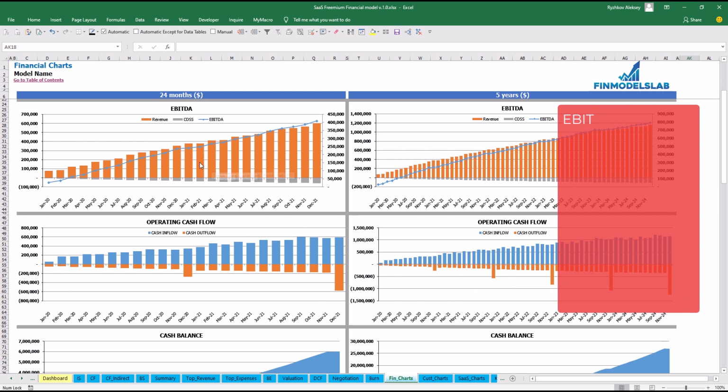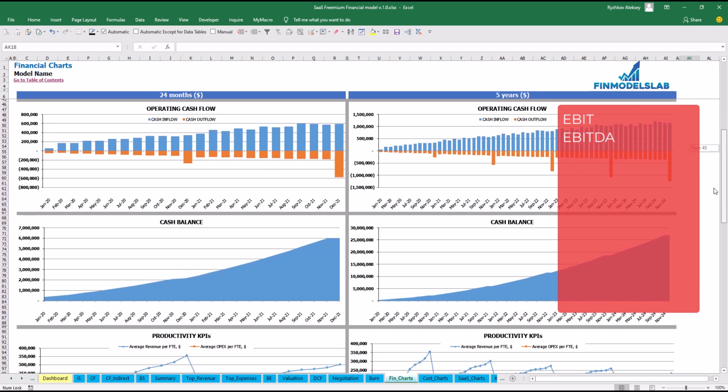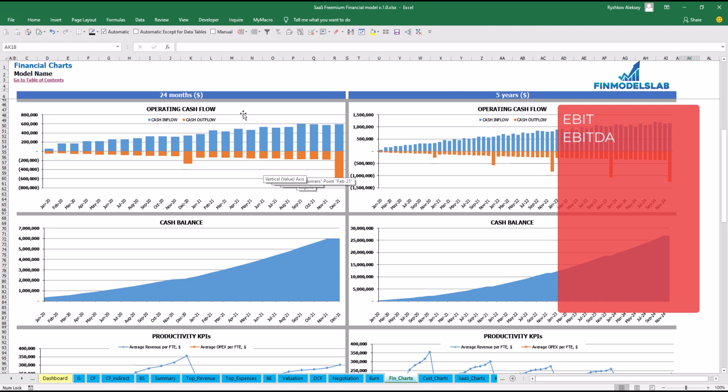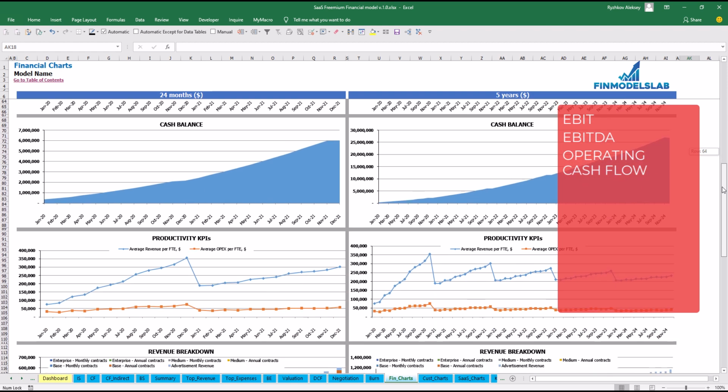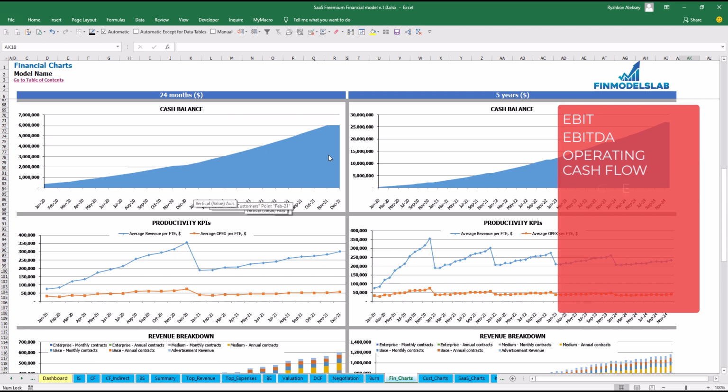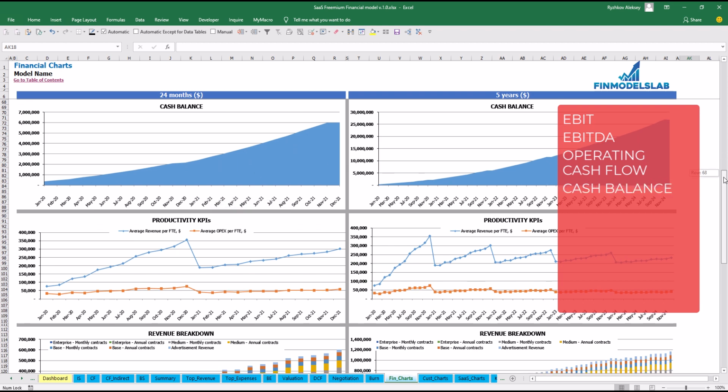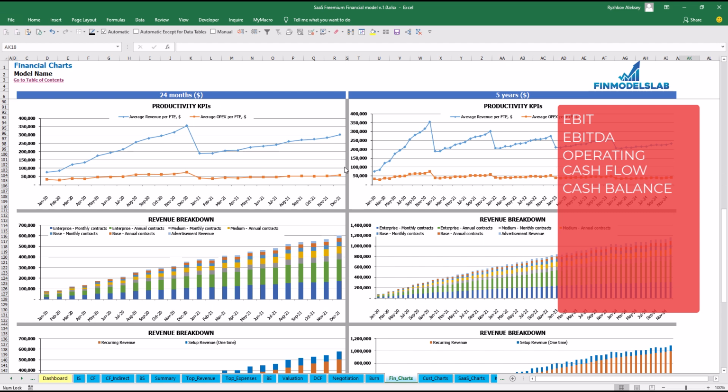The next couple of charts will show you the EBITDA with comparison to revenue and cost of services sold by months. The next chart will show you the operating cash flow broken down by cash inflow and cash outflow. Then cumulative cash balance. On the next chart you can see the productivity KPIs, which is average revenue per FTE and average OPEX per FTE by months.